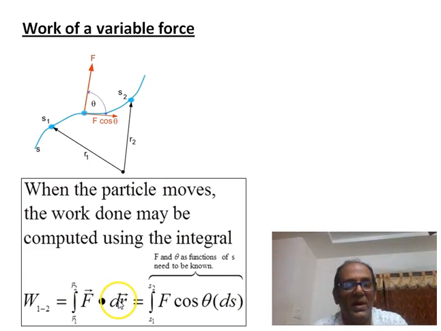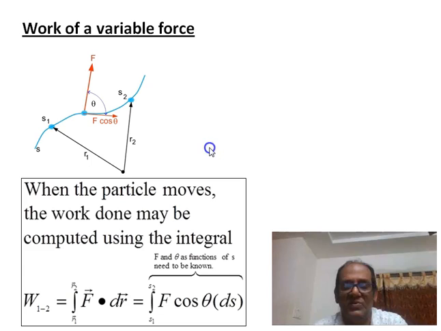This f bar dot dr bar is the elemental work done when the force is acting over a small interval of time and causing the particle to move a very small distance dr bar. And you can integrate between R1 bar and R2 bar. If you want to find the total work done between S1 and S2, we integrate this elemental work done, which we write as integral S1 to S2 f cos theta ds. Note, if we need to use this integral, we need to obtain f and theta as functions of s, because f cos theta is the integrand and s is the integrating variable. So we need to express this whole integrand as a function of s.